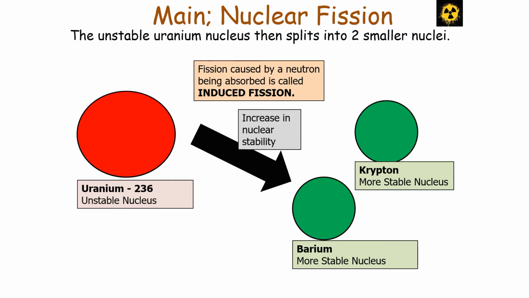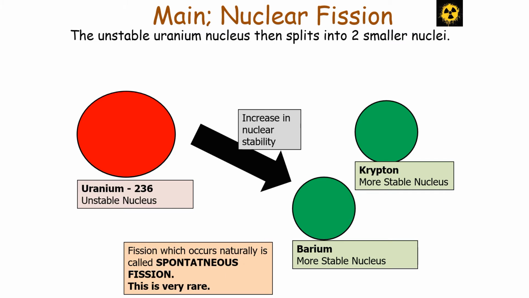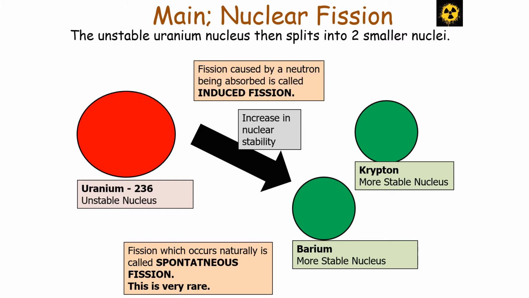Fission caused by a neutron being absorbed by the nucleus is called induced fission. Fission which occurs naturally is called spontaneous fission, which is very rare. So there are two types of fission: induced, which is caused by a neutron being absorbed by a nucleus, and spontaneous, which is when a nucleus just by itself decides to split into two.